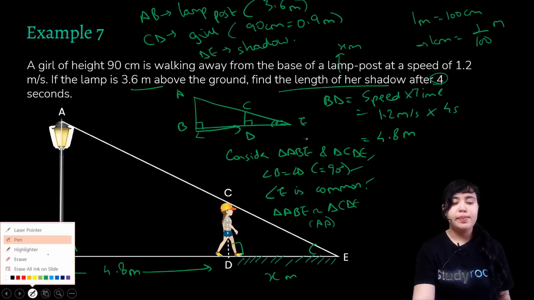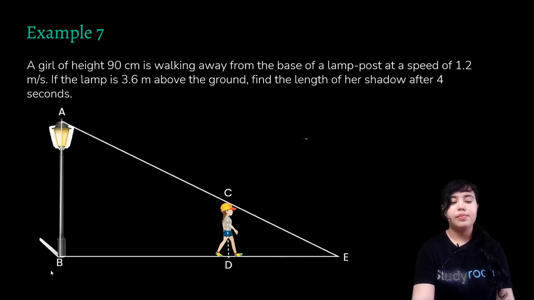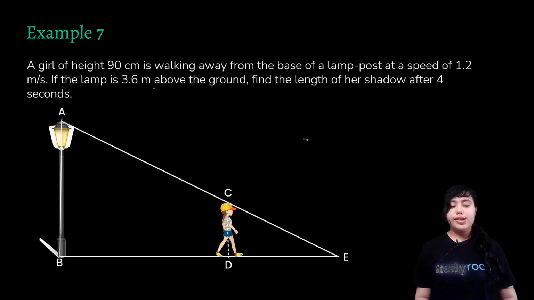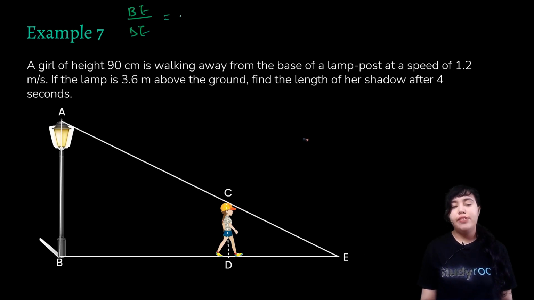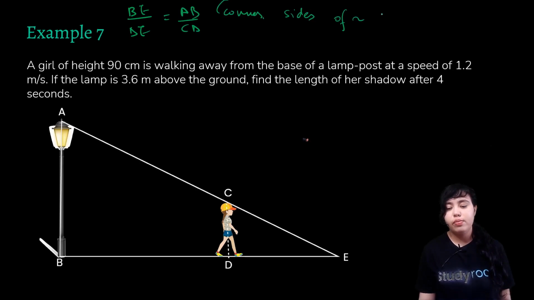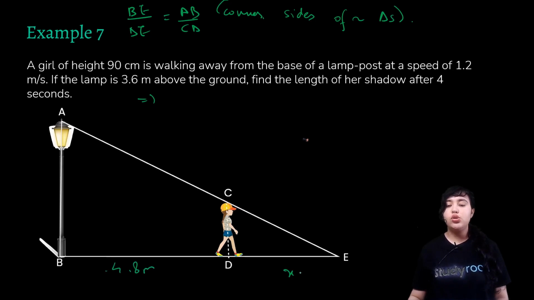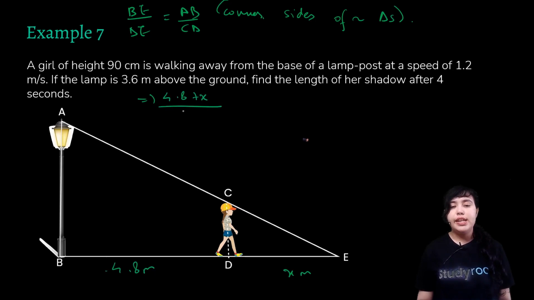Let me clear up some space. So far we've proven the two triangles to be similar, which means that the other corresponding sides would also be in the same ratio, which means that BE upon DE will be equal to AB upon CD, because they're corresponding sides of similar triangles. Now, what was your BE? It was BD plus DE. BD we found out to be 4.8 meters and DE we took as x meters. So, 4.8 plus x upon x.